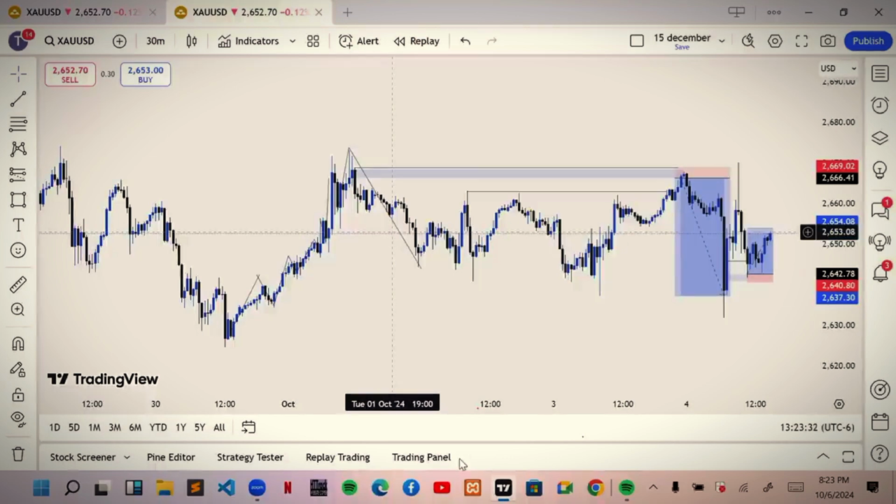Can you guys see my screen? I don't know what's wrong with the network. Hope you guys can see my screen and hear me. Okay.